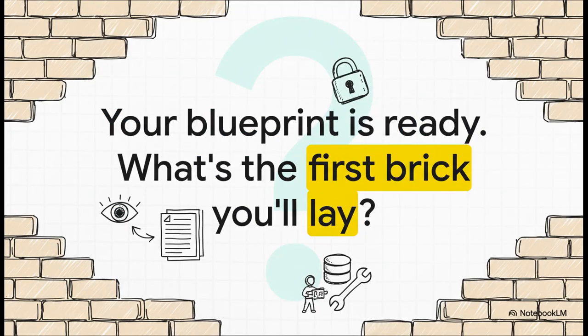So now you have the plan. The question I have for you is, what's the very first brick you're going to lay in your own fortress? Are you going to start by reviewing all your user privileges? Maybe start auditing your logs? Or are you going to finally implement encryption for that one really sensitive column? The first step is all yours.